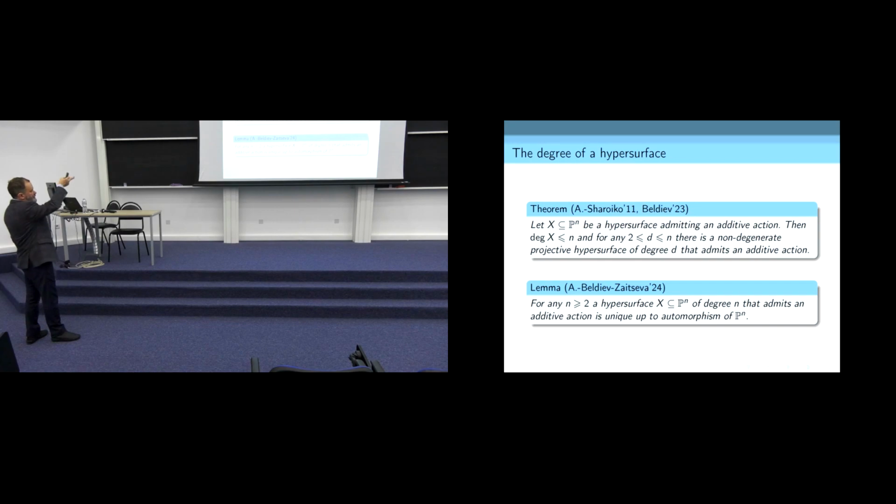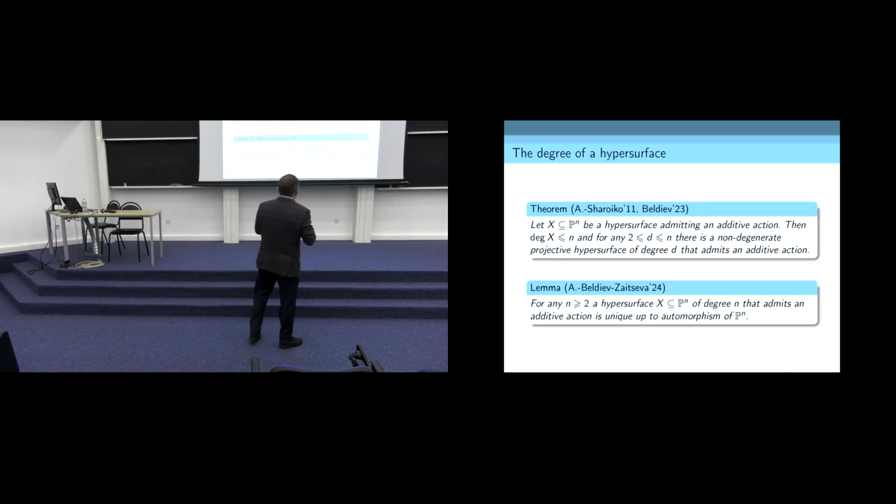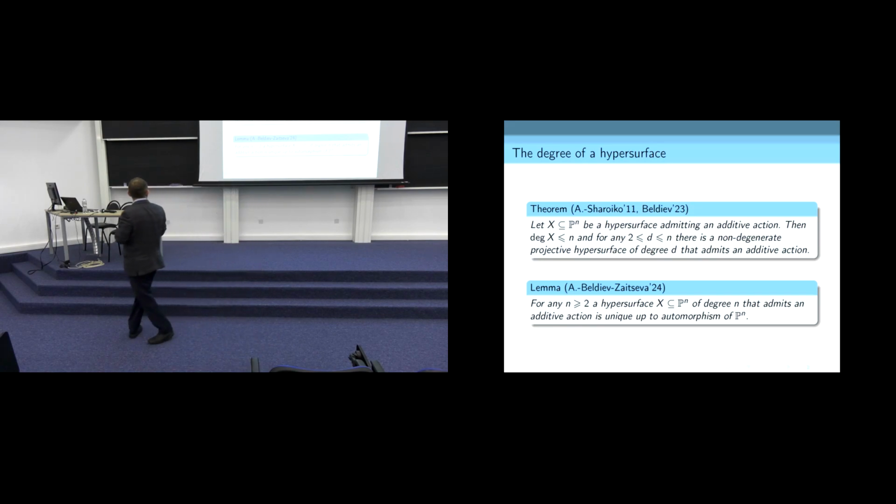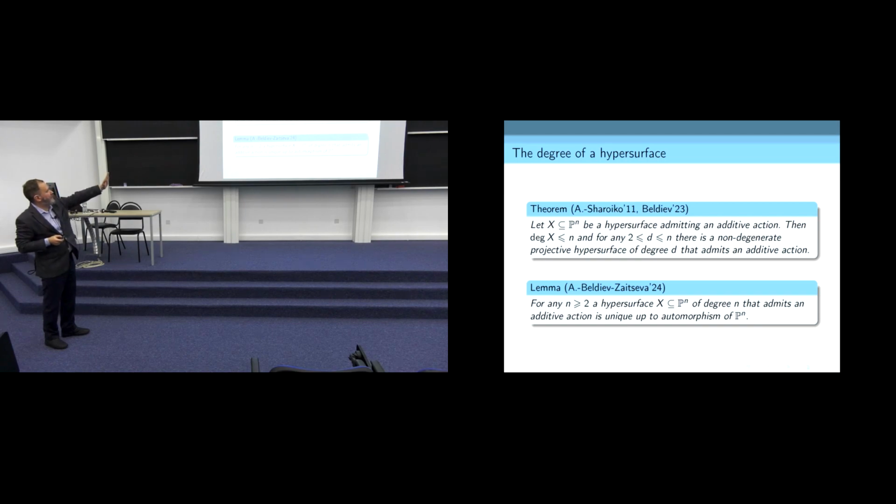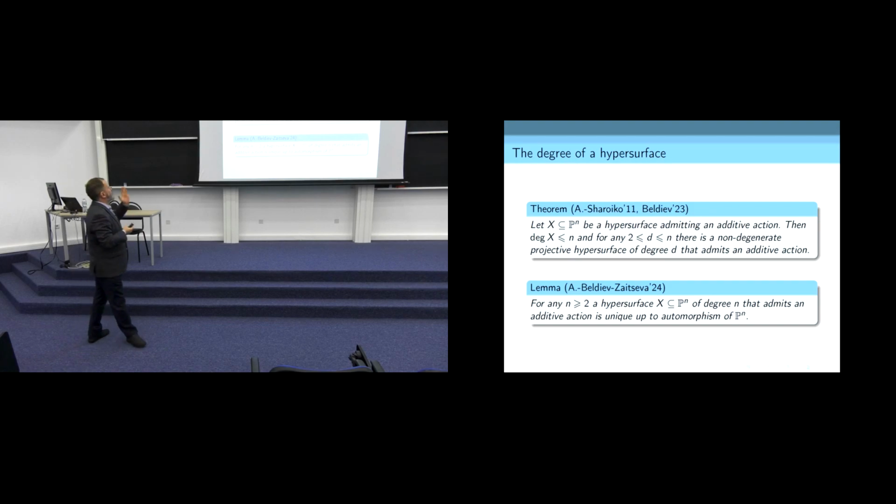Next step about the degrees. Again, it's quite easy to check that this hypersurface cannot have arbitrary degree. Its degree is at most n, where n is the dimension of the ambient projective space. And Ivan checked that for any n, for any d between 2 and n, there exists a non-degenerate hypersurface of this degree which has such an additive action.